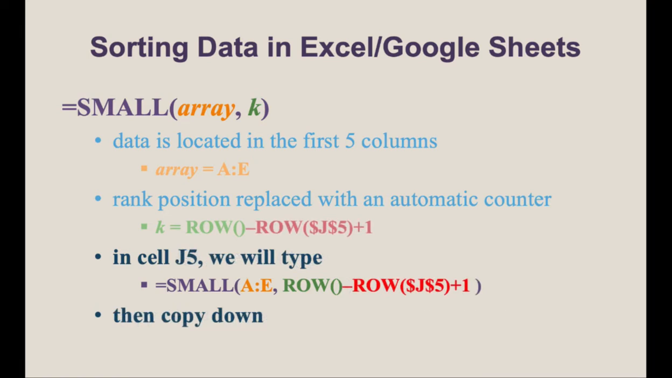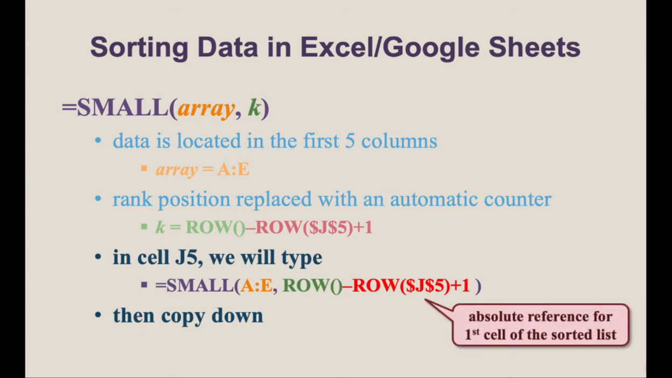Let's say you really want to start the data in the 5th row of column J, in other words, in cell J5. So in the first cell, J5, you should use the following syntax. Equals small, open paren, A:E, the location of the data, comma, row, open close paren, minus row, open paren, absolute reference for J5, that's what the dollar signs are for, close paren, plus 1, and then close paren for the small function. To clarify, $J$5 represents the absolute reference for cell J5, which is the first cell in which you want the sorted data to appear.